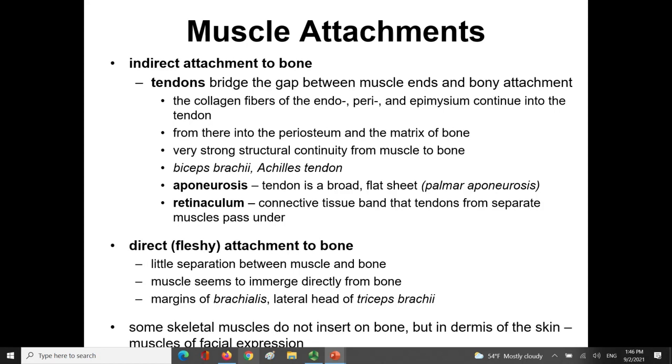All right, then we have an aponeurosis, which is a tendon when it's a broad or flat sheet. And you also can have a retinaculum. And this is a connective tissue band that tendons from separate muscles can pass under.